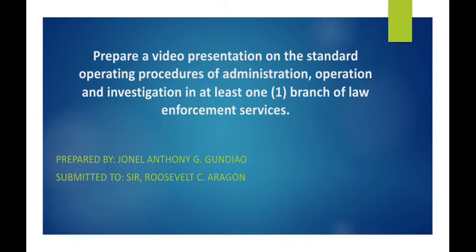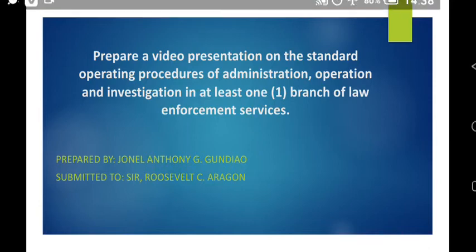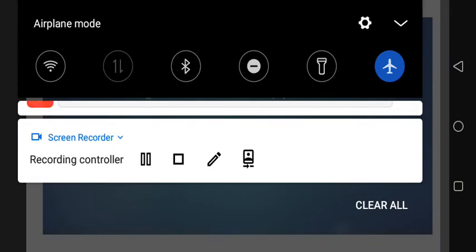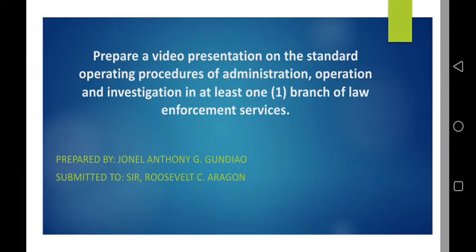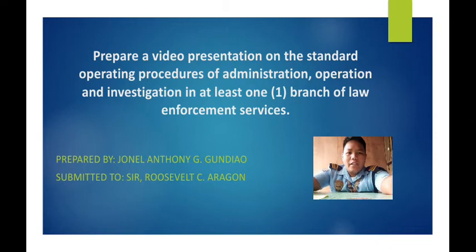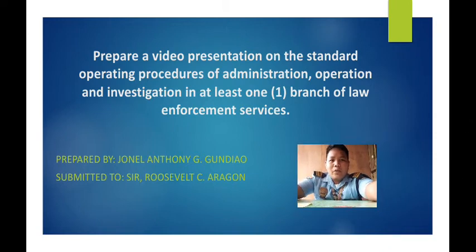Screen background. I will show you the standard operating procedures of administration, operation, and investigation in at least one branch of law enforcement services. But I make it two branches of law enforcement services. First, I will open my camera. There you are. So let's start.